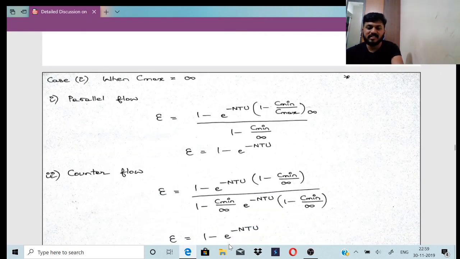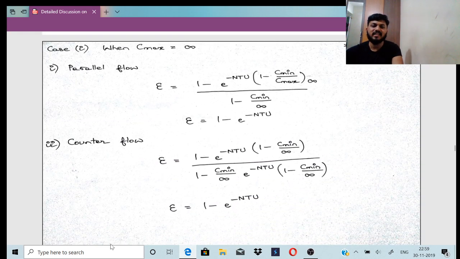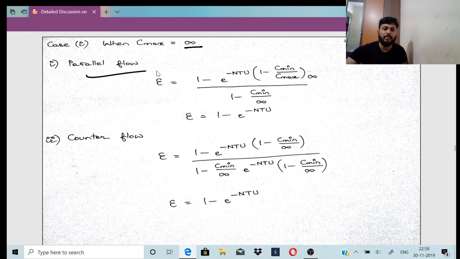Okay, so we'll see some special cases. Okay, when Cmax is equal to infinity for parallel flow, this will be the effectiveness का equation.